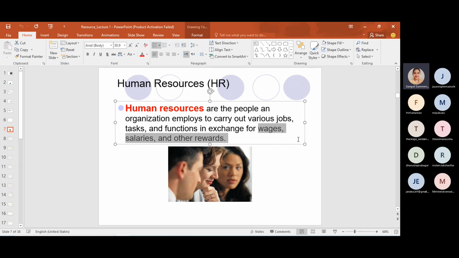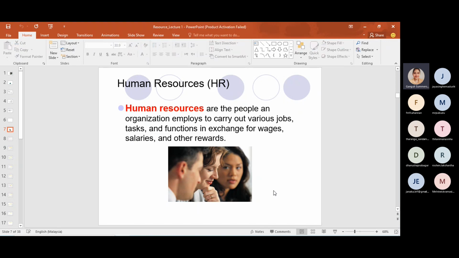Wages, salaries, and other rewards. Okay, so basically you get your salary and other rewards. Other rewards means sometimes some organizations provide facilities like medical insurance, likewise. Okay, so it can be considered as other rewards. So you join an organization and perform various jobs, tasks, and functions. In return, you get your salary and other rewards.